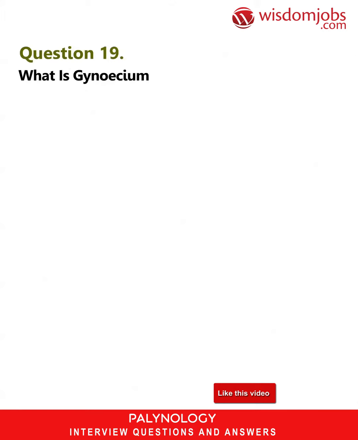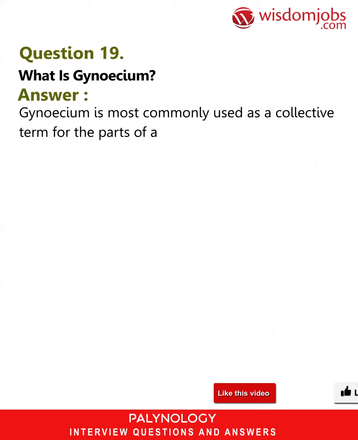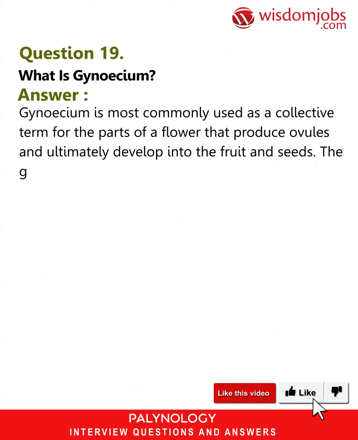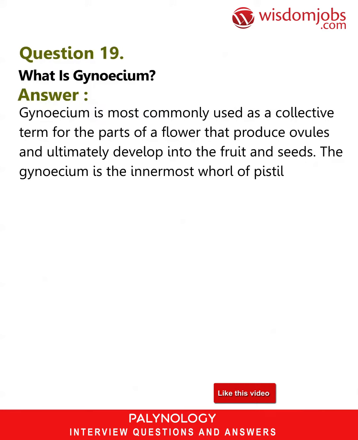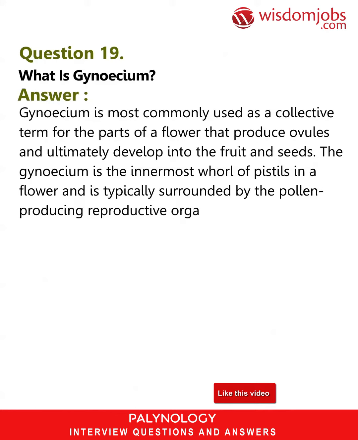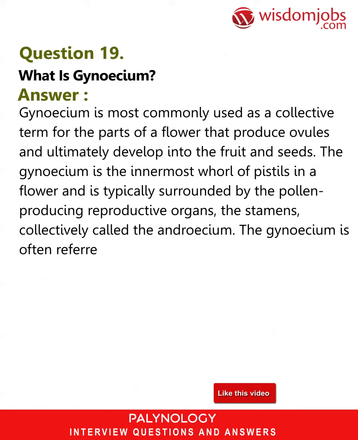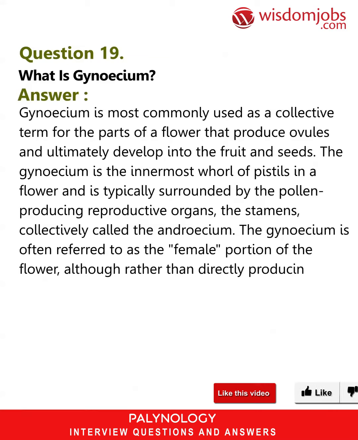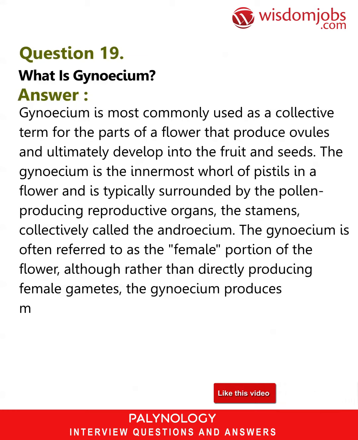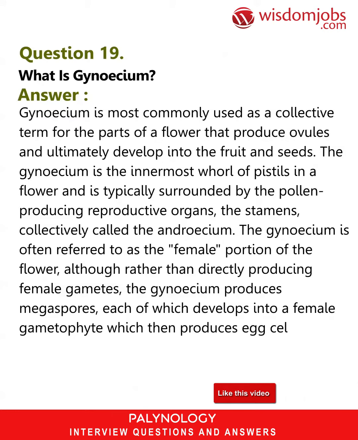Question 19. What is gynoecium? Answer. Gynoecium is most commonly used as a collective term for the parts of a flower that produce ovules and ultimately develop into the fruit and seeds. The gynoecium is the innermost whorl of pistils in a flower and is typically surrounded by the pollen-producing reproductive organs, the stamens, collectively called the androecium. The gynoecium is often referred to as the female portion of the flower, although rather than directly producing female gametes, the gynoecium produces megaspores, each of which develops into a female gametophyte which then produces egg cells.